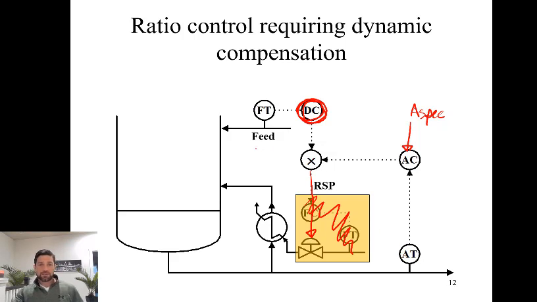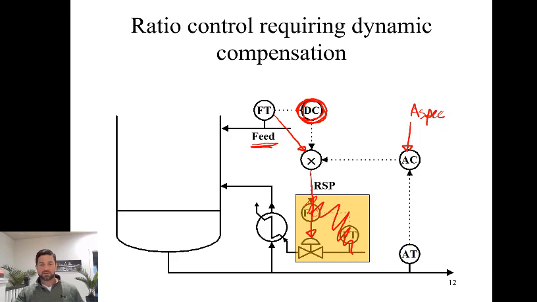If we know that the feed rate to the distillation column is our primary disturbance, we can measure that, and the feed to the system is going to set a value, or the feed is going to be measured by the controller.